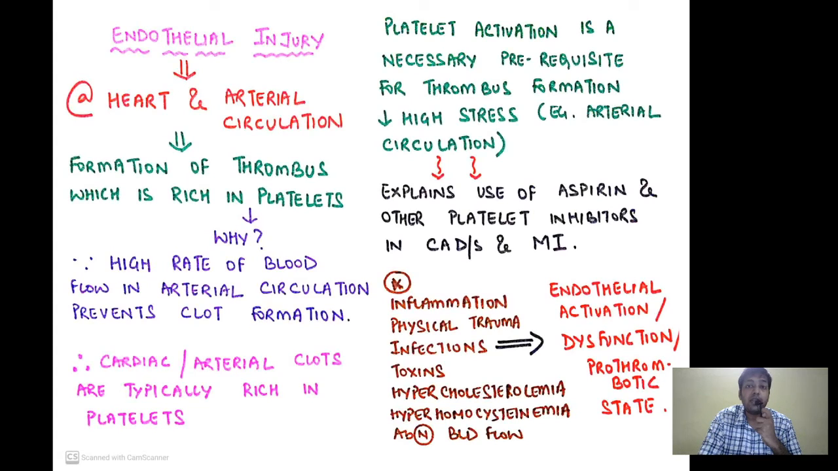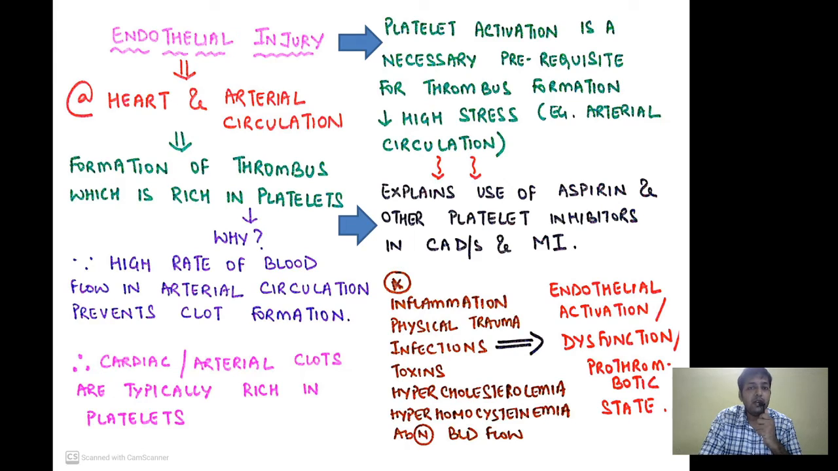So there is an important clinical aspect to it. Platelet activation is a necessary prerequisite for thrombus formation under high stress conditions. High stress means under high speed of blood flow. Where the speed of blood flow is very high, thrombus formation will take place just by the formation of a primary platelet plug, just by platelet activation. Example, arterial circulation. Now here is the clinical aspect. This explains the use of antiplatelet drugs, for example aspirin and other platelet inhibitors, in coronary artery disease and in case of myocardial infarction.